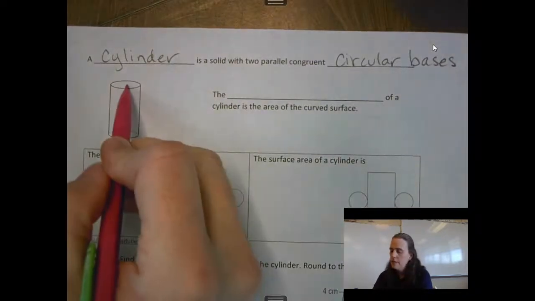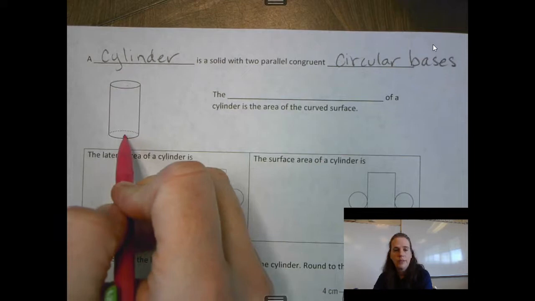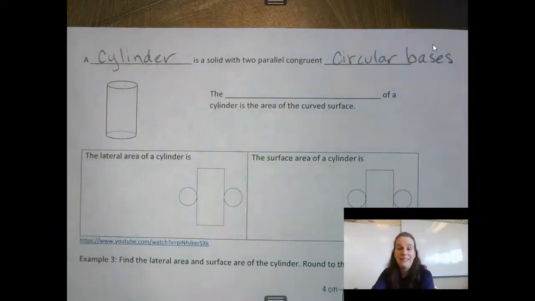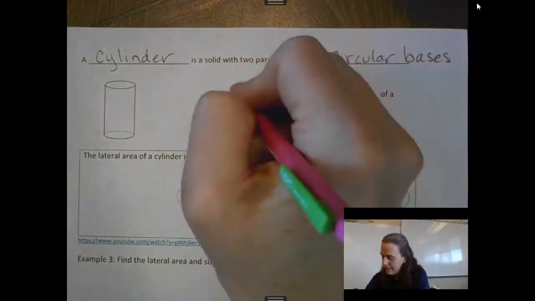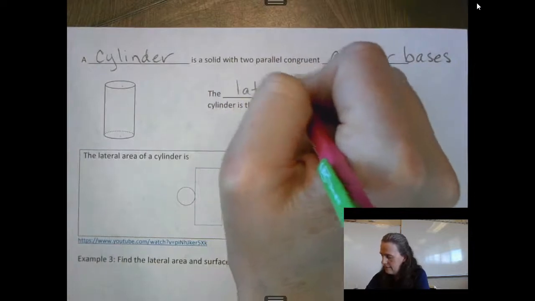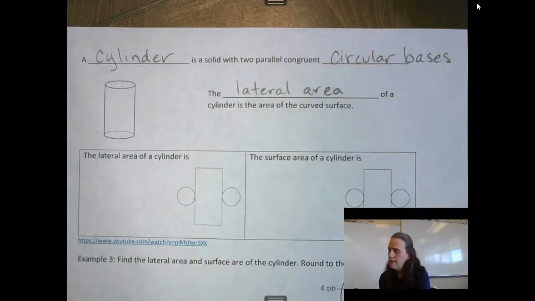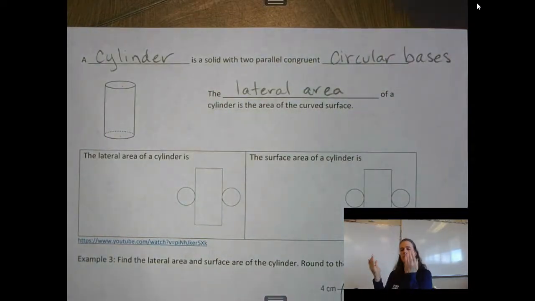Okay, so the top's a circle, the bottom's a circle. And those are the bases. The lateral area is just that curved surface. So it's just one solid piece, and it's bent, or curved, nice and round and smooth.